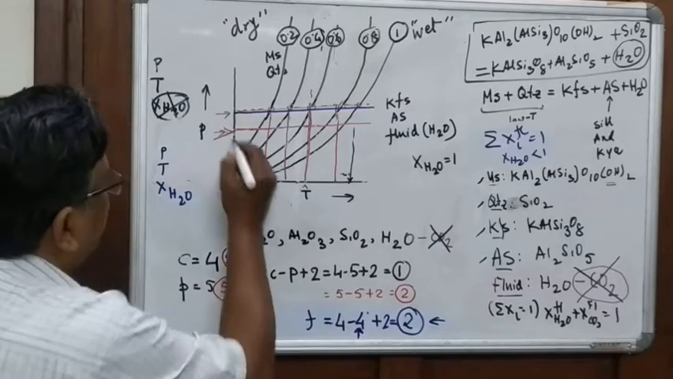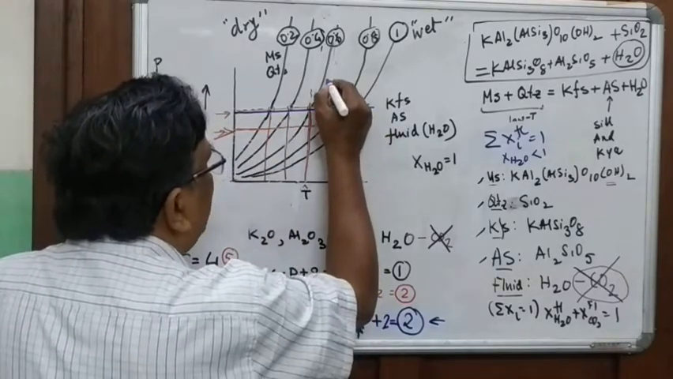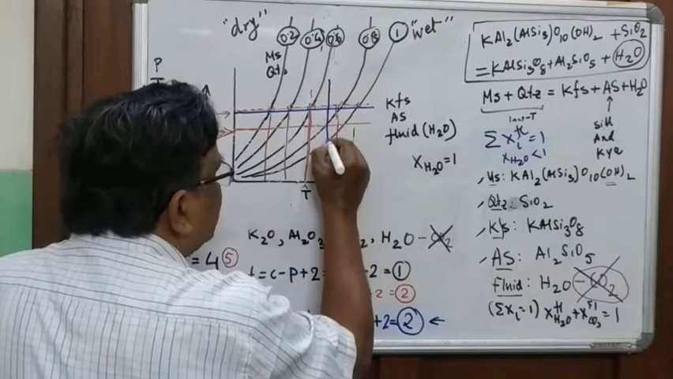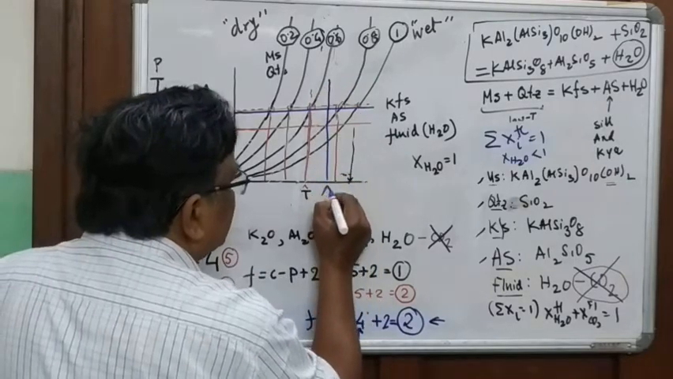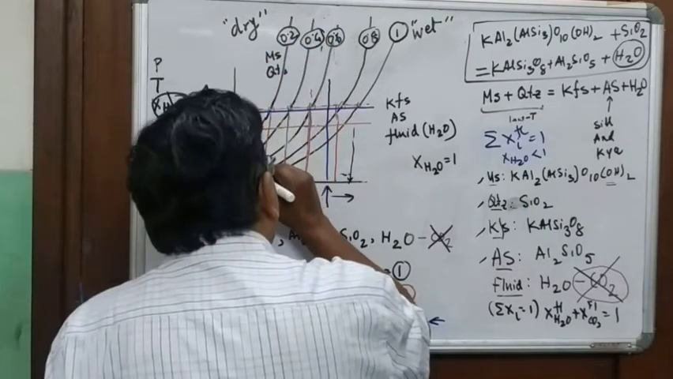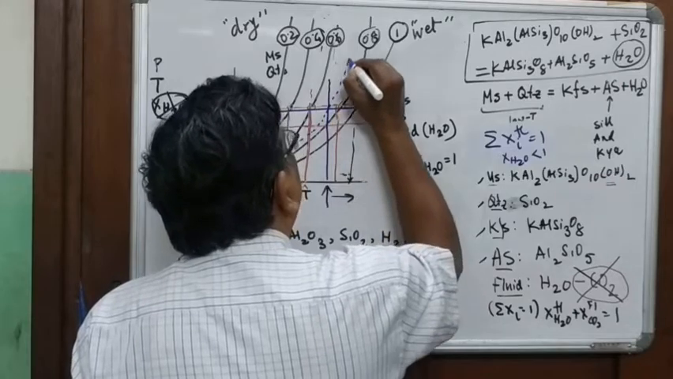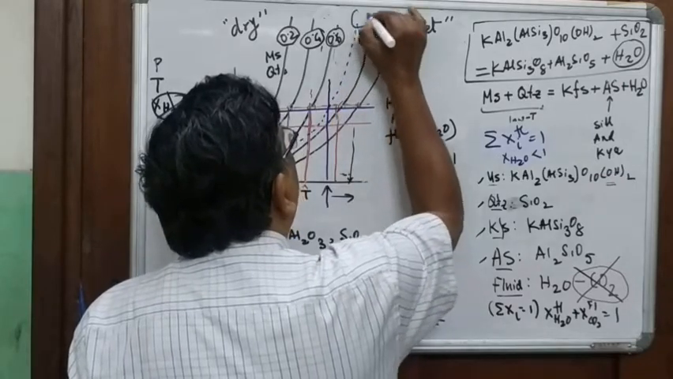So again, if I take a particular pressure value, and say, for example, I take a particular temperature value, say here. This is the temperature value and this is the pressure value. Then you see, you will always have a curve passing through this, say 0.7.